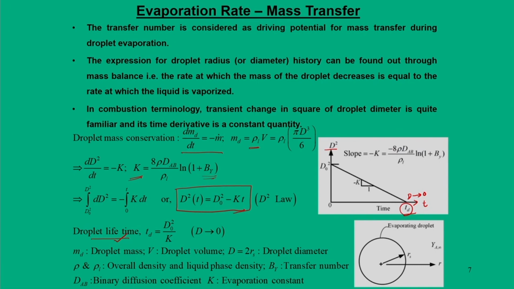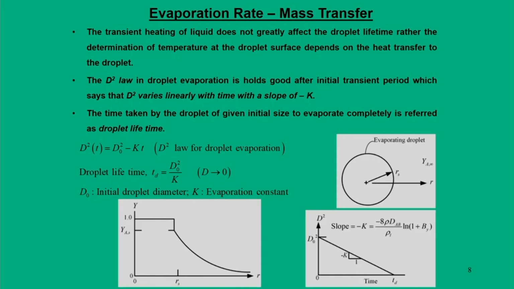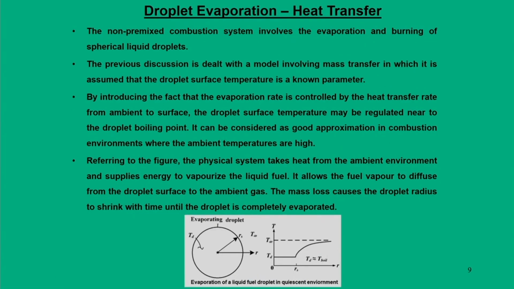Another point I need to emphasize is that in combustion terminology, we use the square of the droplet diameter as the parameter, which is more familiar than the droplet diameter. The d square law says that it is the square of the droplet diameter, which is a more appropriate term in combustion terminology. Then moving further, we define the droplet lifetime. The time taken by a droplet of a given initial size to evaporate completely is known as the droplet lifetime, and d square varies linearly with time with a slope of minus k, where k stands for the evaporation constant.